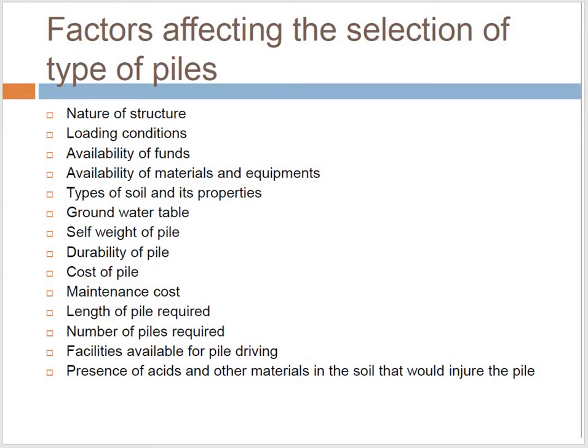Then the availability of materials as well as the equipment used, based on the type of soil properties, also the groundwater table, the self-weight of the pile, durability, cost, maintenance, length, number of piles, the facilities available, and finally the presence of acids and other materials in soil that would injure the pile. So these are the various aspects which you have to collectively consider while selecting the type of piles.